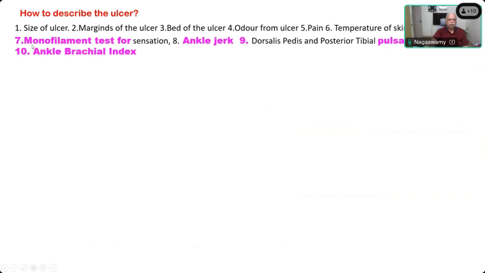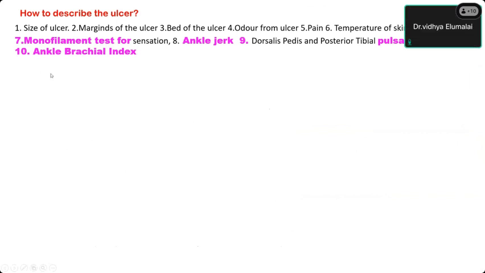And for additional, you have to do what is called a monofilament test for sensation, and the ankle jerk, dorsalis pedis and posterior tibial artery pulsations to be checked, and ankle brachial index to be checked. What is ankle brachial index? What is the importance of that? To rule out peripheral vascular disease. How do you do that?